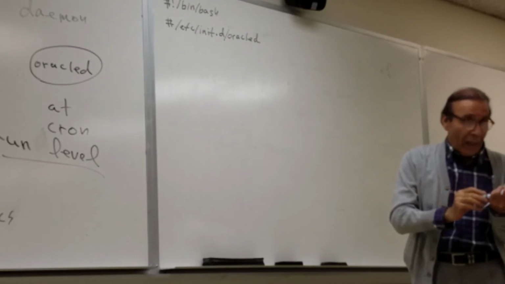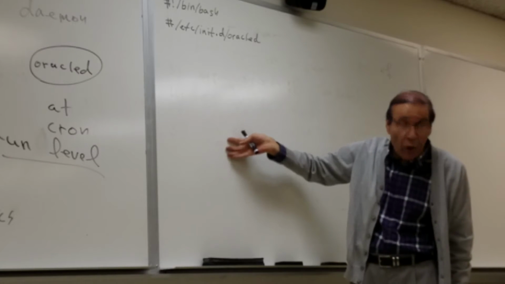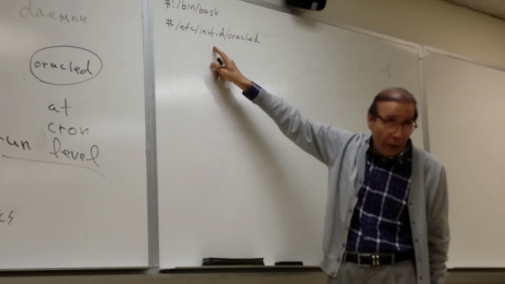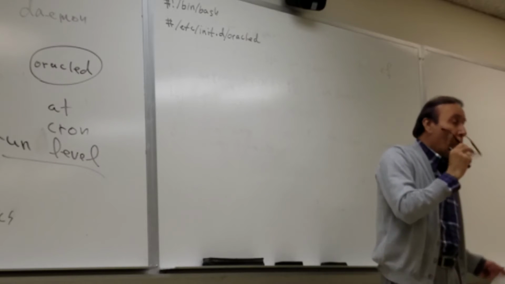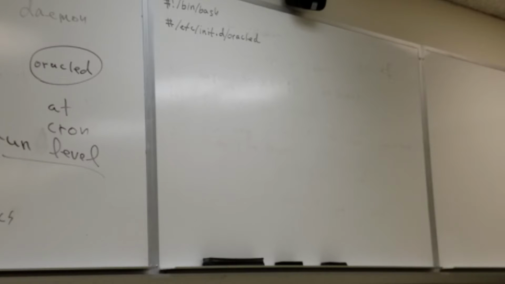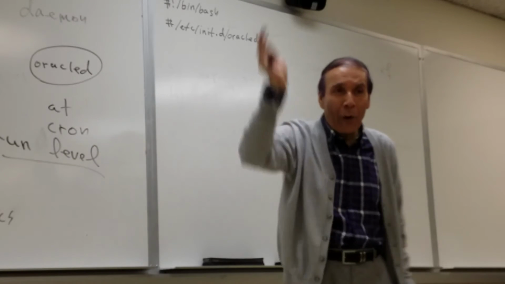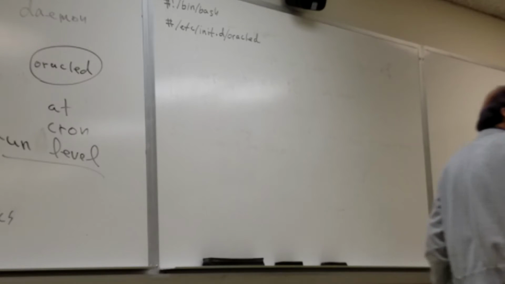Fair enough? That simply means our Oracle D script, which we are writing now, should be placed in /etc/init.d. Okay? /etc/init.d is a folder that has all of the daemons that you are running in your system, in your computer. So if you want to know the names of all of these daemons, cd to /etc/init.d and take a look. All of them are shell scripts, and you could pick any of them and take a look at them.